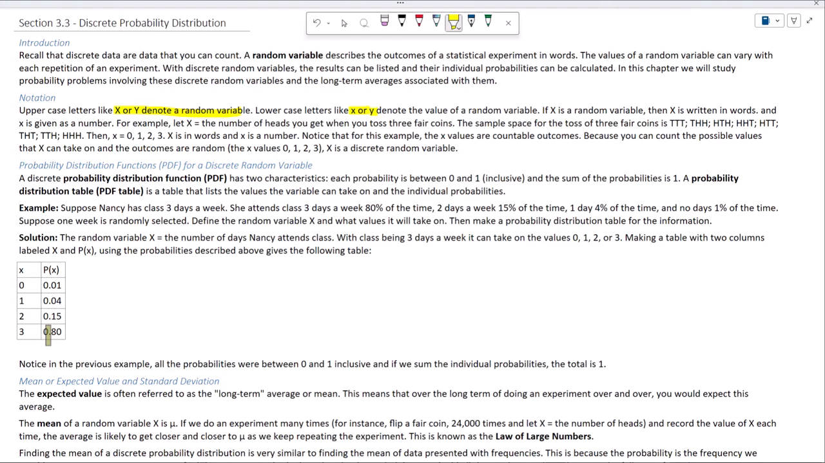So probabilities need to be between 0 and 1 inclusive. So they can't be negative and they can't be bigger than 1 because they're really how often something happens. Now a probability distribution table or a PDF table like this should have all the outcomes here, and it doesn't necessarily mean that they flow. It could be that it's 0, 5, 10, something like that. And then it should have probabilities for those.